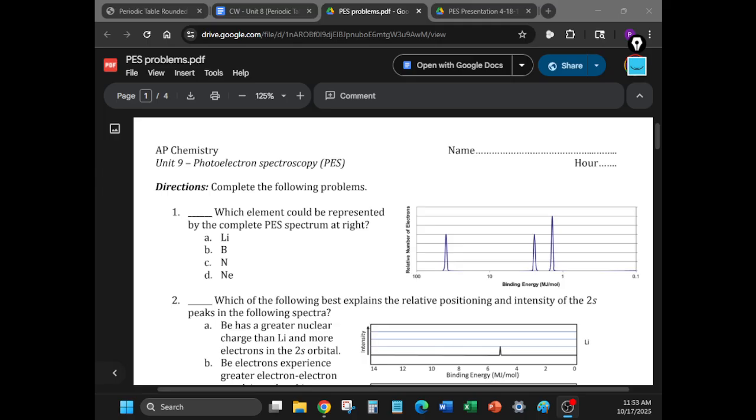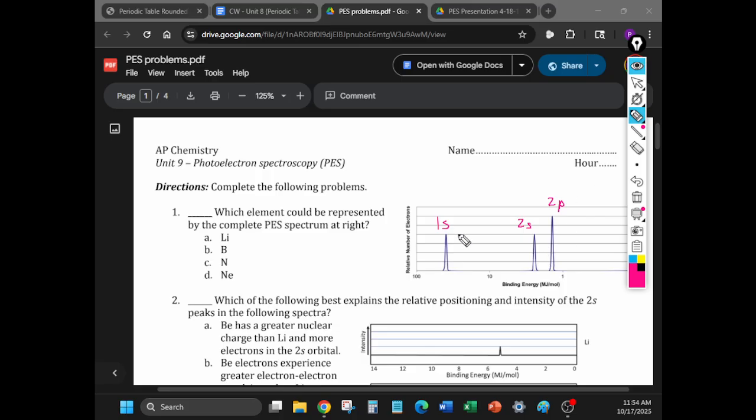Okay, guys, let's go over this. Let me talk about what each peak represents, and then we'll talk about what element at the very end. The first peak represents the 1s subshell, and then we got a long gap, so now we're at 2. This is the 2s subshell. This is the 2p subshell. Everybody good with that?